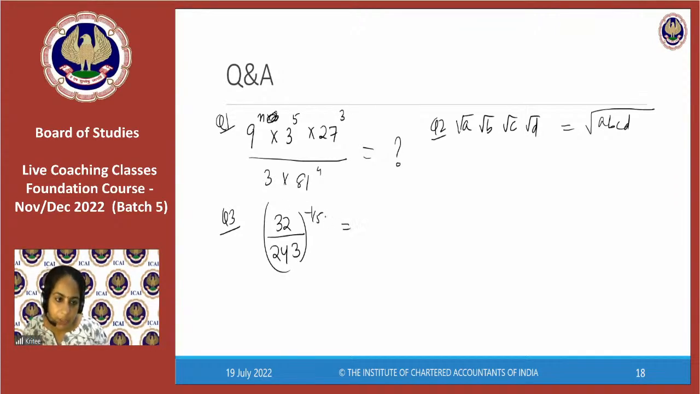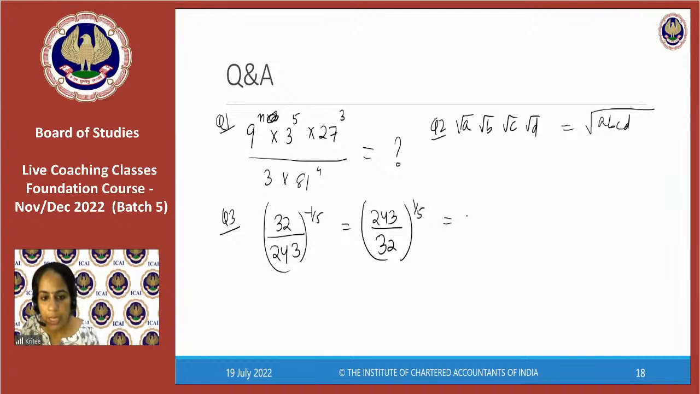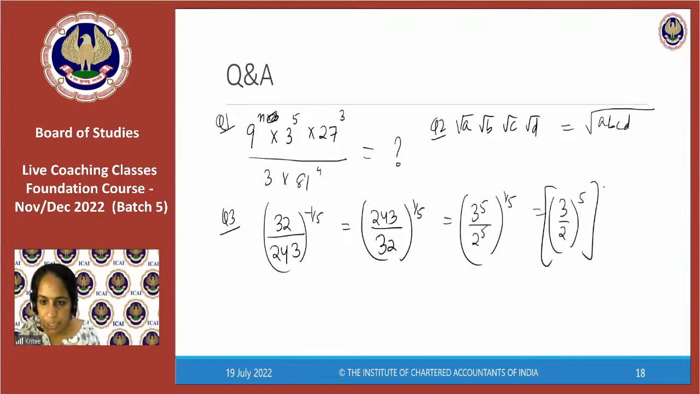Yes, this I can tell you. First, the power is negative. Make it positive by inverting the number. Then 243 can be written as 3 raised to power 5. 32 can be written as 2 raised to power 5. So this is 3 by 2 whole raised to power 5, raised to power 1 by 5. Now you know the answer is 3 by 2.